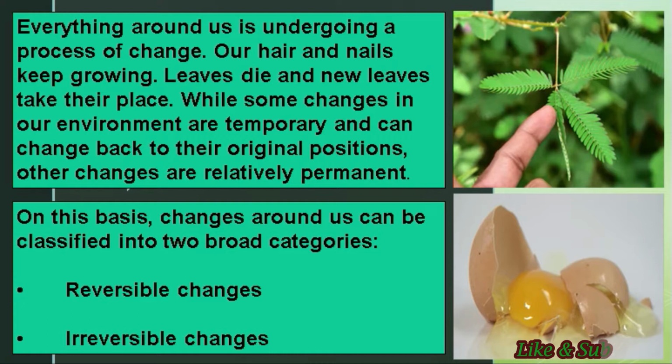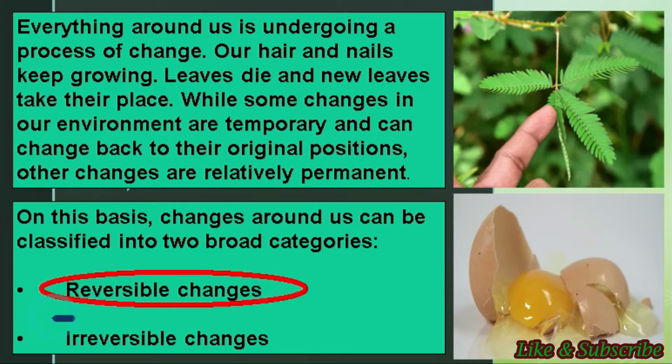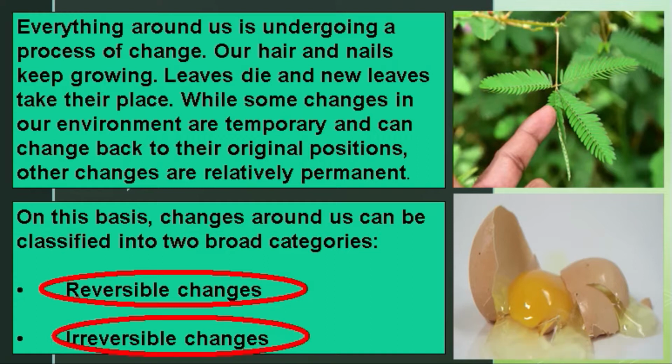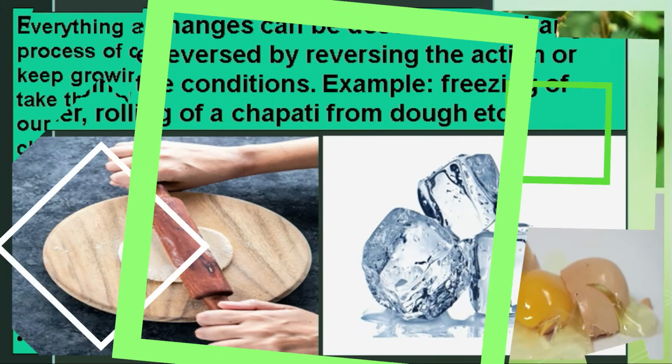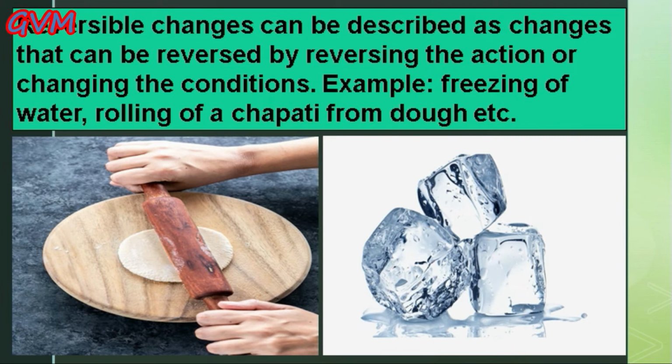So students, on this basis, changes around us can be categorized into two broad categories, and those are reversible change and irreversible change. Now students, let's discuss both types of changes elaborately. So let's move on towards the next slide. Now students, the first change that we are going to discuss here is reversible change.